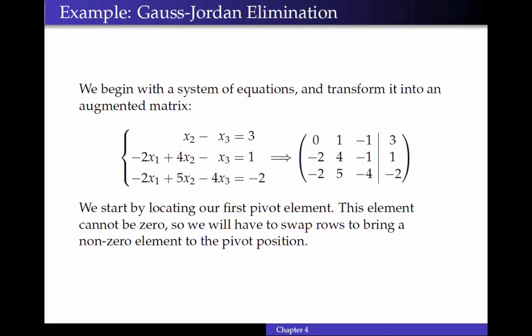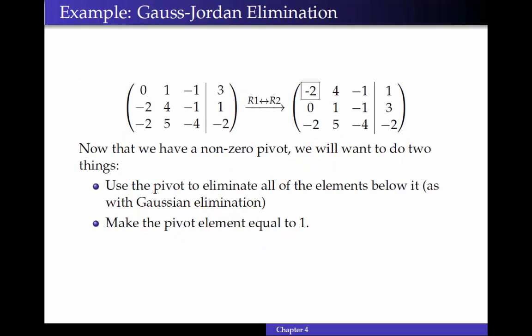So again, we begin with a system of equations and transform it into an augmented matrix. We start by locating our first pivot element. Usually we'd be starting in this northwest corner, but this element can't be 0, so we'll have to swap rows to bring a non-zero element to that pivot position. So we'll swap rows, and here I've picked row 2. You can swap with any row you'd like, row 2 or row 3. But now we have a non-zero pivot, and we want to do two things.